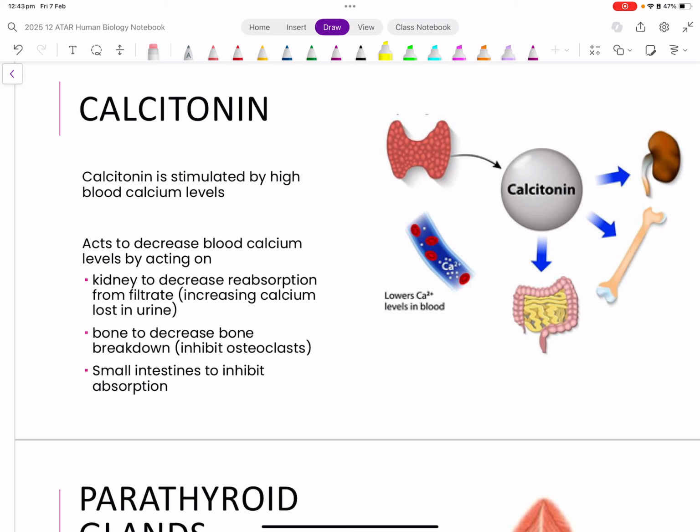The next hormone that we're going to talk about released by the thyroid gland is calcitonin. Now, calcitonin is stimulated by high blood calcium levels, and what it does is it wants to decrease those blood calcium levels, and it can do this in three key ways. Number one, it can tell the kidney to decrease its reabsorption from the filtrate. It can tell bone to inhibit osteoclast activity, which is going to decrease bone breakdown. And lastly, it can tell the small intestines to stop absorbing as much calcium.